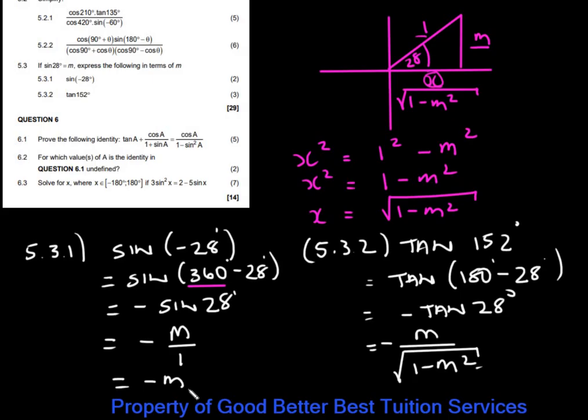5.3.2, tan of 152 degrees. Another deduction, what we need to do is we need to look at that value of 152 and ask ourselves, how does it relate to 28? So we can see that 180 minus 28 is 152. So we simplify. In the second quadrant, tan is negative. So that will give us negative tan of 28. Go back to your drawing. That's opposite over adjacent. So it's going to be minus m over the square root of 1 minus m squared.